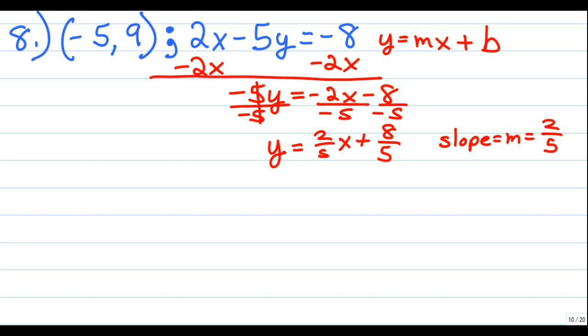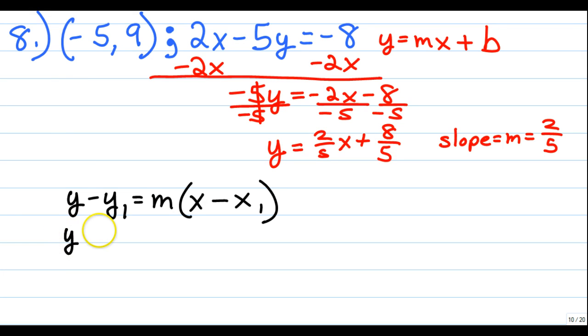The other piece of information that we're given is that our line runs through the point negative 5, 9. With a point and a slope, we can now use what is called the point-slope form, where we have y minus y sub 1 equals m times x minus x sub 1. This is called the point-slope form. We'll plug in the values we're given.